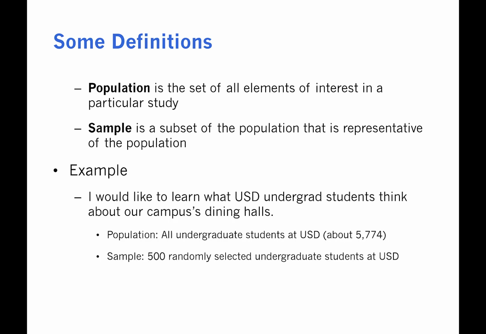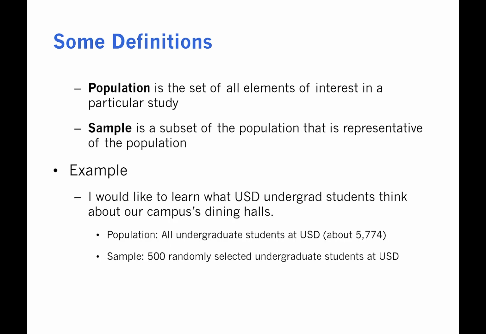We've already talked about this a little bit in class, but the population is a set of all elements of interest in a particular study, whereas a sample is a subset of the population that is representative of the population.